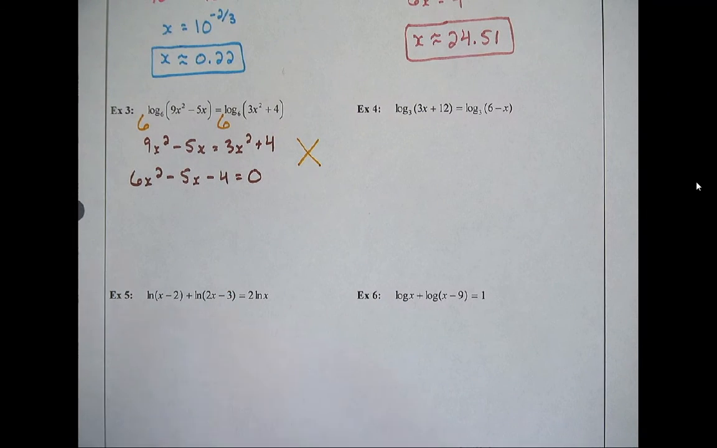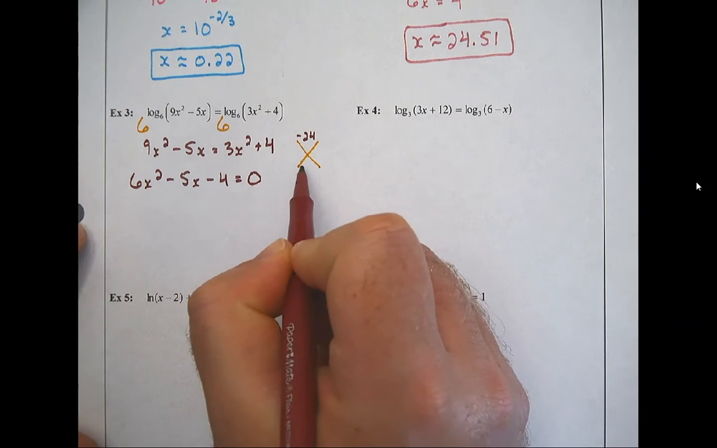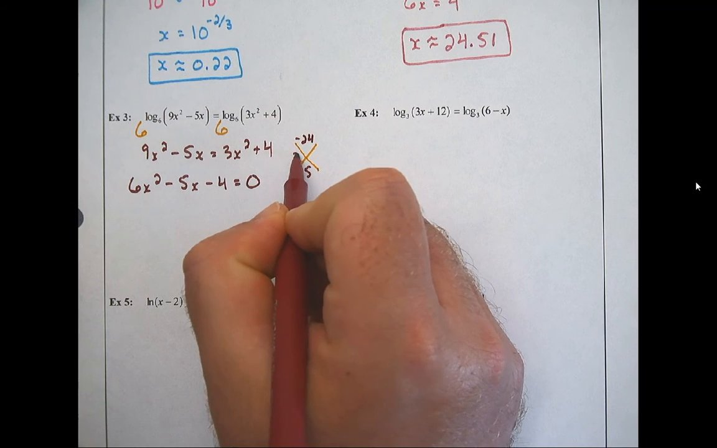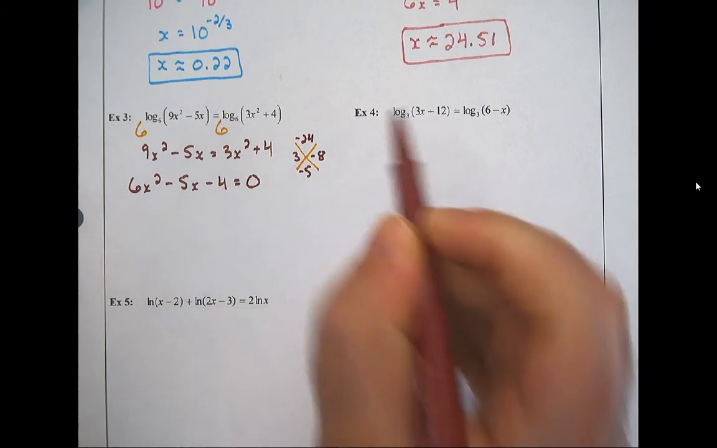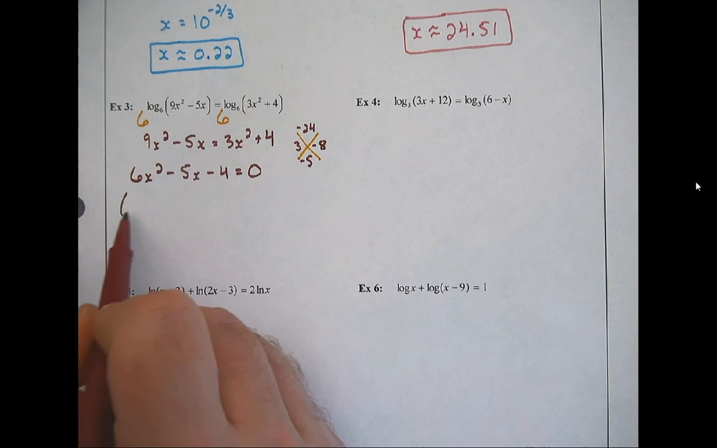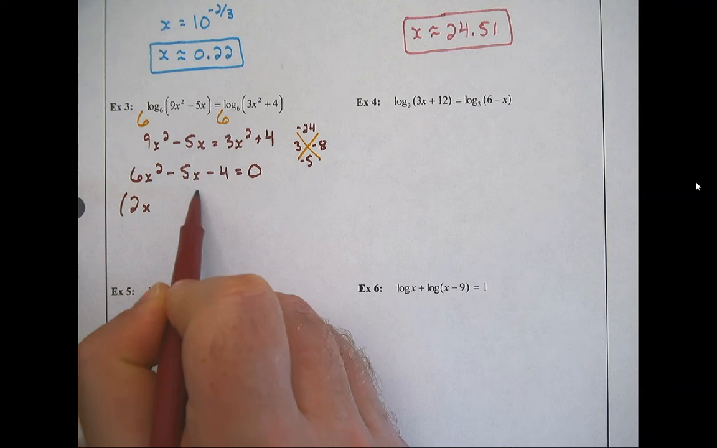So remember how this works. First thing times last thing is negative 24. Negative 5. What works? 2 and 12, 3 and 8. 3 and 8. I need a 3 and a negative 8 to make a negative 5. So 6 doesn't make 3 or 8, so it's got to be 2 and 3.